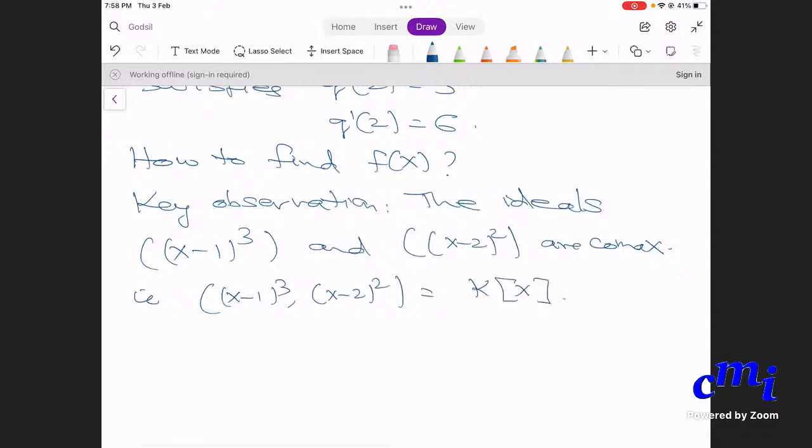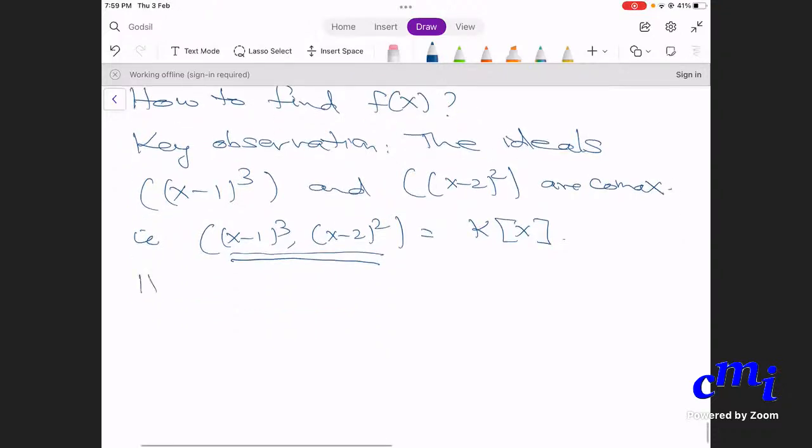And why is this? Because we know that k[x] is a principal ideal domain. So every ideal there is principal. So this ideal must be a principal ideal. If it's generated by some h of x, then that h of x must certainly divide x minus 1 cube and it must divide x minus 2 squared. But these two are co-prime, so the only thing that divides both is a constant polynomial. So that means that the ideal that they generate is the whole of k[x]. So these two are co-maximal.